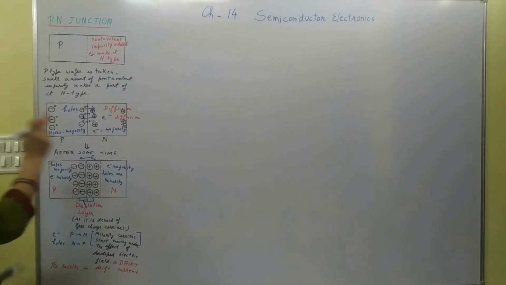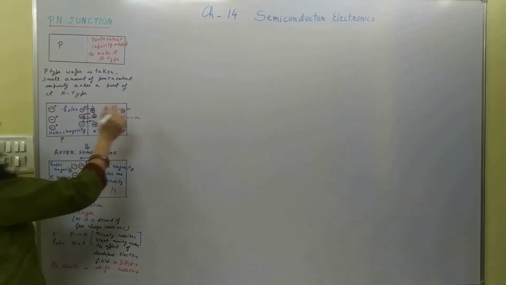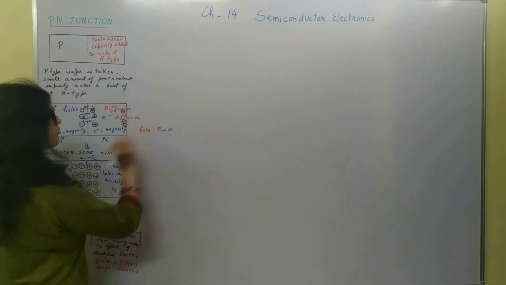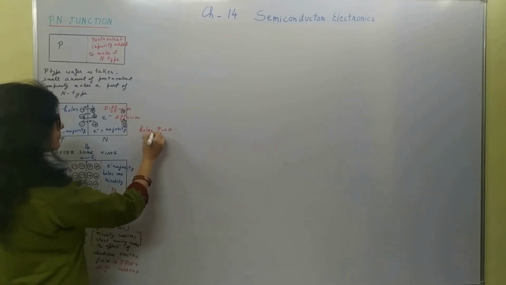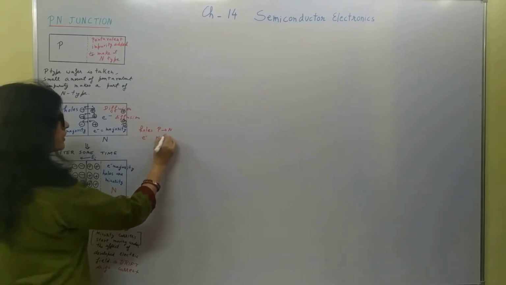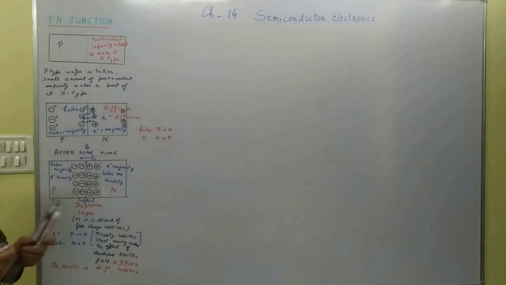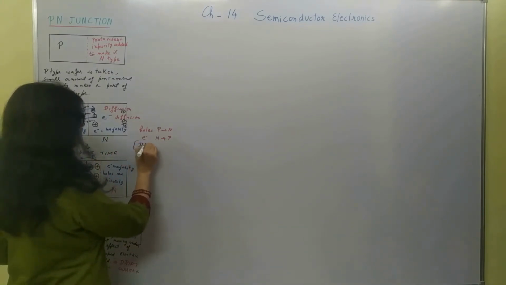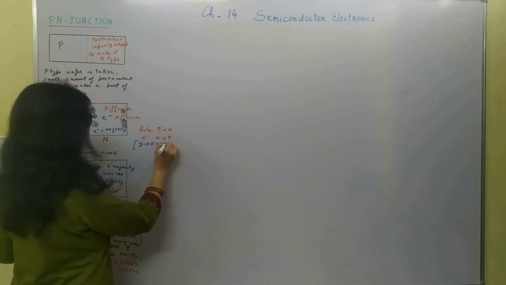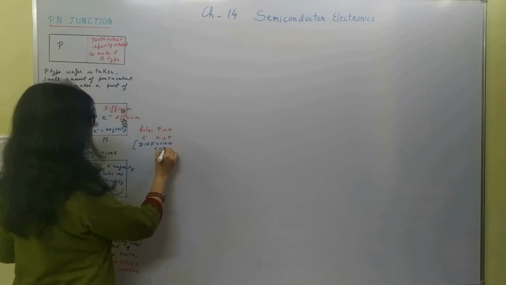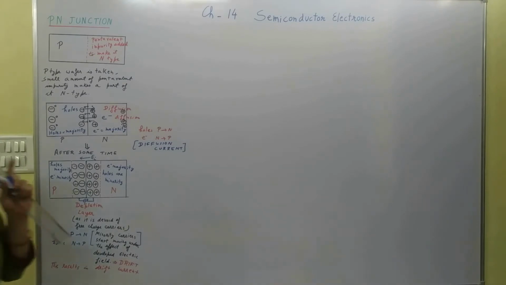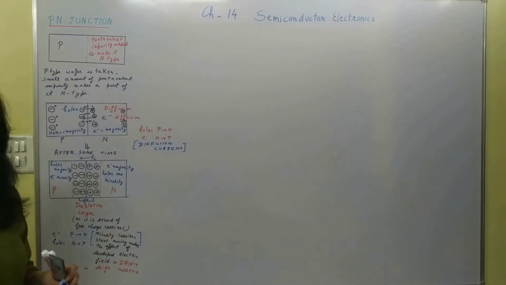While what was happening here? Here diffusion of holes from P to N was occurring and electrons from N to P was occurring, and this was diffusion. So diffusion results in diffusion current. So diffusion is occurring for the majority carriers and drift is occurring for the minority carriers.